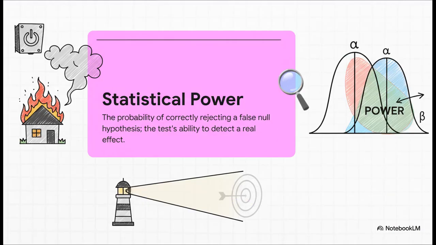Statistical power is such a cool idea. It's just the probability that your test will actually find a real effect, assuming one is out there to be found. A high-power test is like a really sensitive smoke detector. It's just great at picking up the signal. Our mission then is to build the most powerful test imaginable while sticking to our 5% alpha rule.